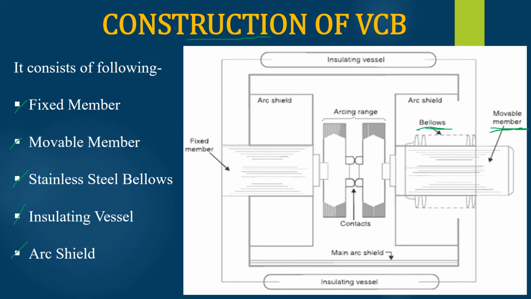The arc shield, as you can see in the diagram, prevents the deterioration of the internal dielectric strength. It prevents the metallic vapors from falling on the inside surface so that they cannot hinder the outer insulating cover. Talking about the insulating vessel, a glass vessel or a ceramic vessel is used as the outer insulating body.